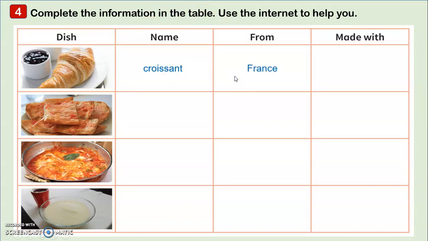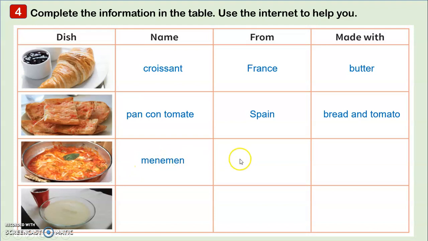And it's from? France. And it's made with? Yes, butter. This is easy peasy. What about this breakfast? Yes, pan con tomate, that's right. And it's from Spain and made with bread and tomato, that's the same. And what about this breakfast? That's right, it's menemen, and it's from Turkey, and it's made with egg, tomato, and green peppers.